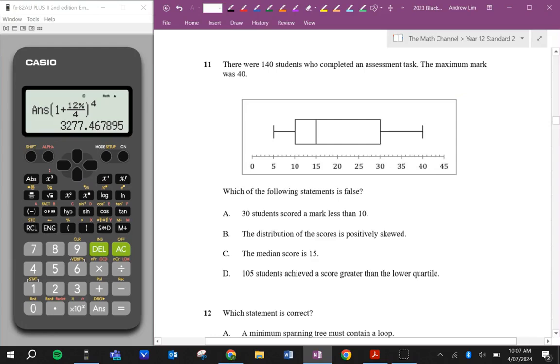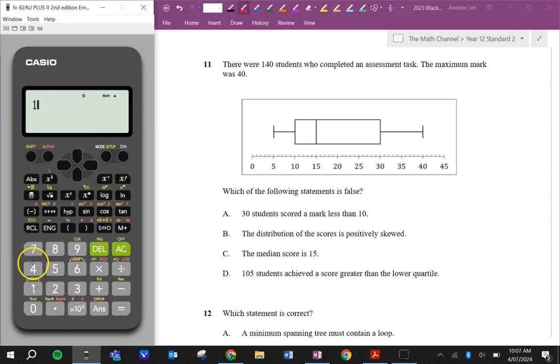There were 140 students who completed an assessment task. The maximum mark was 40. Which of the following statements is false? 30 students scored a mark less than 10. So because there were 140 and each of these represents a quartile, which is 25%, then I want to know what 140 divided by 4 is. So that's 35. So 35 students scored between 5 and 10, 35 between 10 and 15, 35 between 15 and 30, and 35 between 30 and 40. So A is false, because less than 10 should be 35.